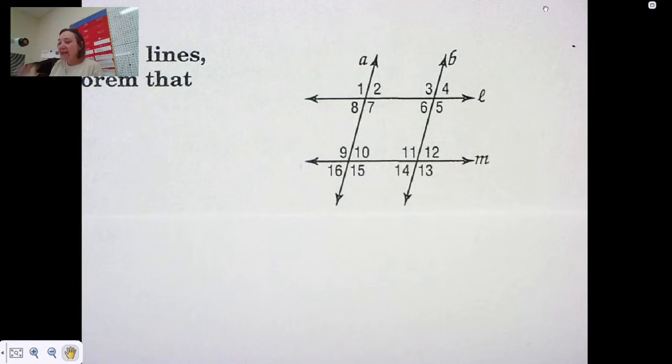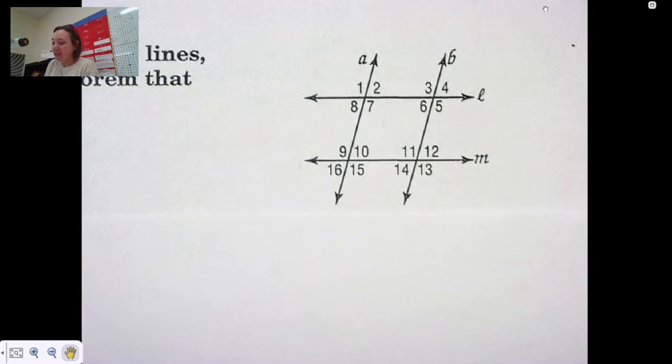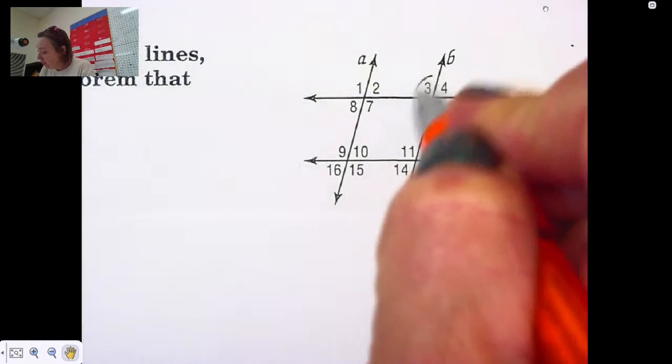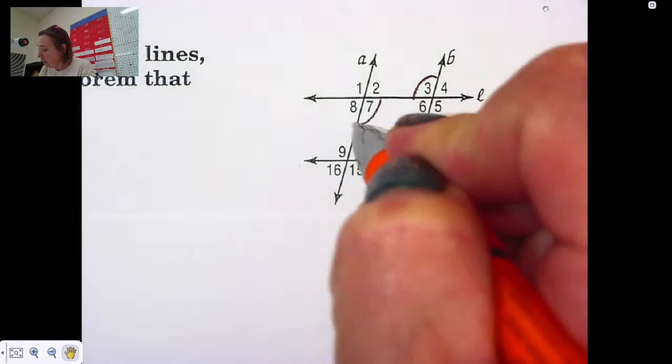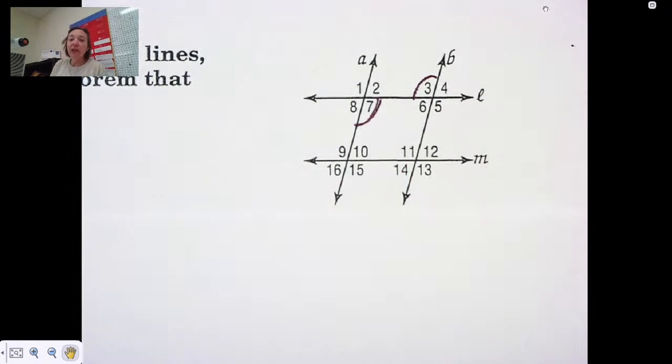Okay, so in these directions for this right here, it says, given the following information, determine which lines, if any, are parallel. State the postulate or theorem that justifies your answer. So in number 1, they tell us angle 3, which is right here, is congruent to angle 7, which is right here. So number 1, what is their transversal? What are they attached to? Which line are they both attached to?